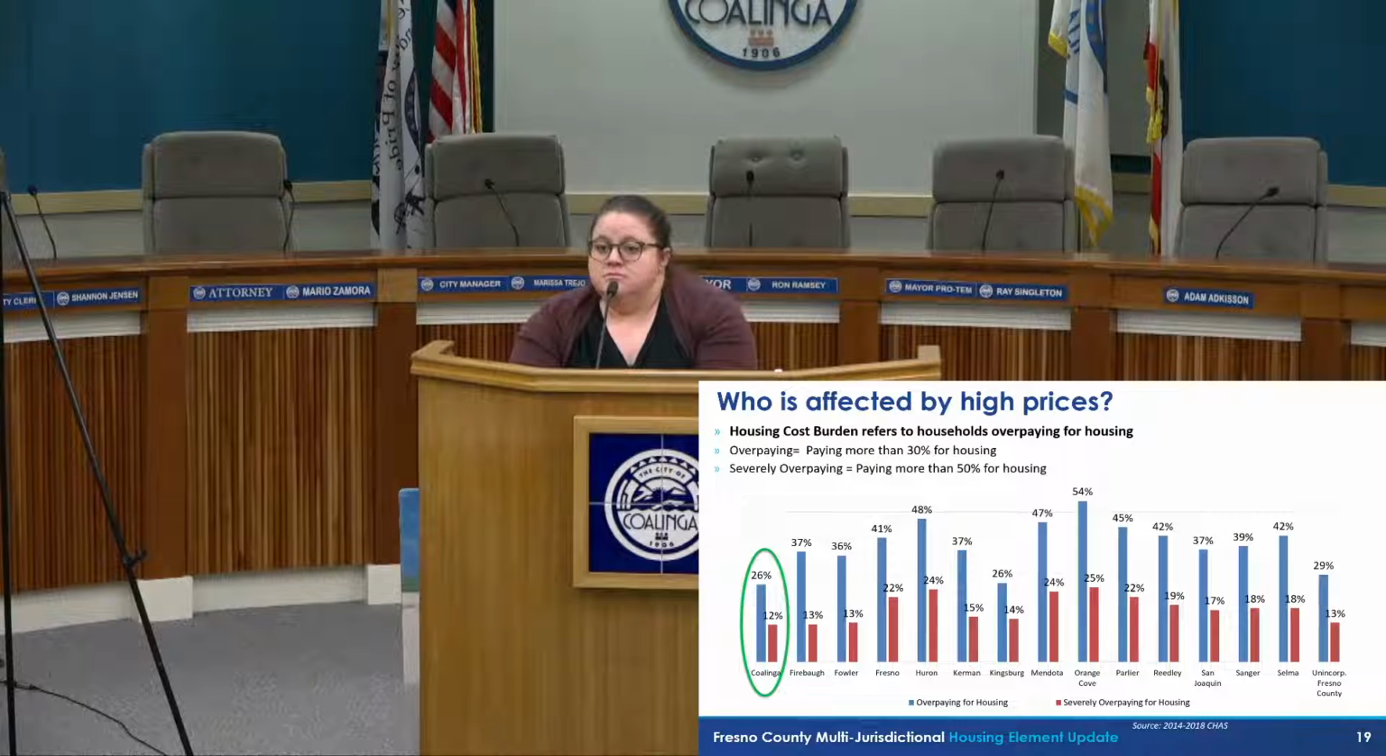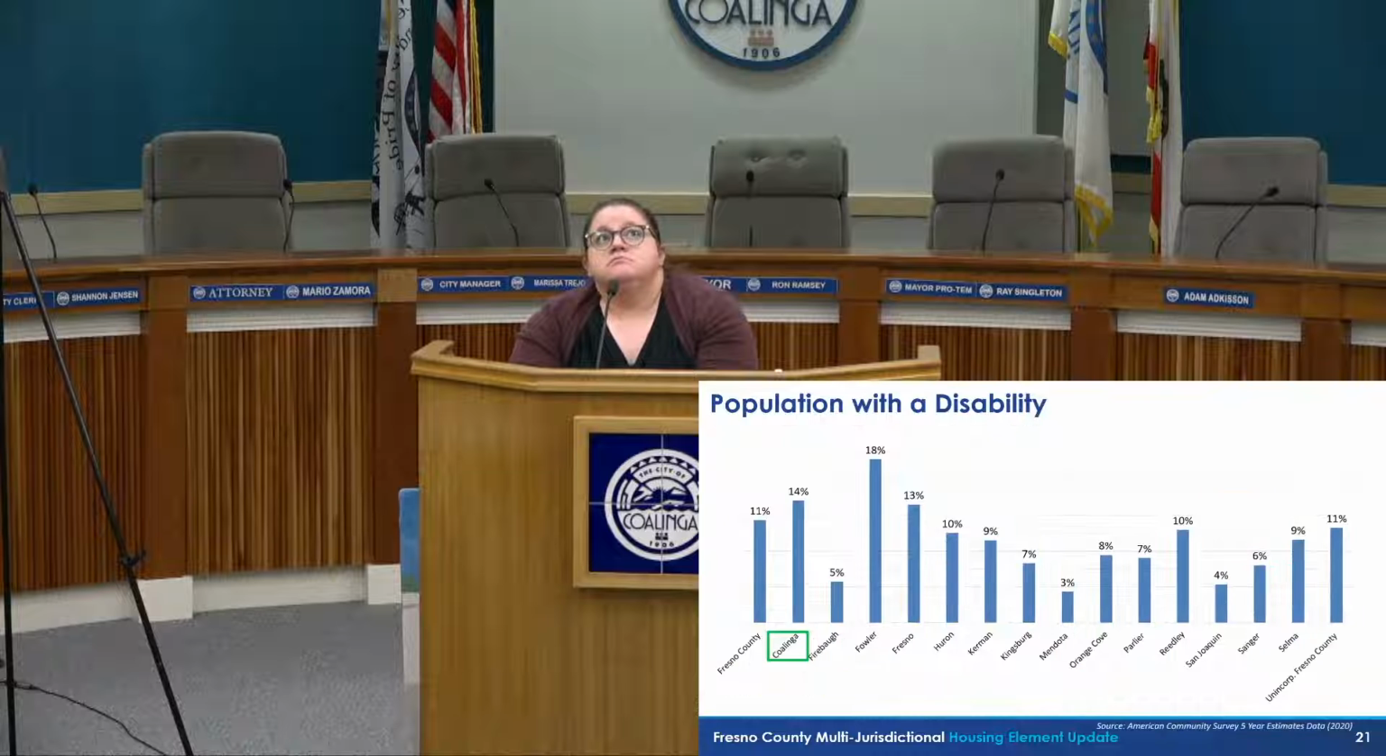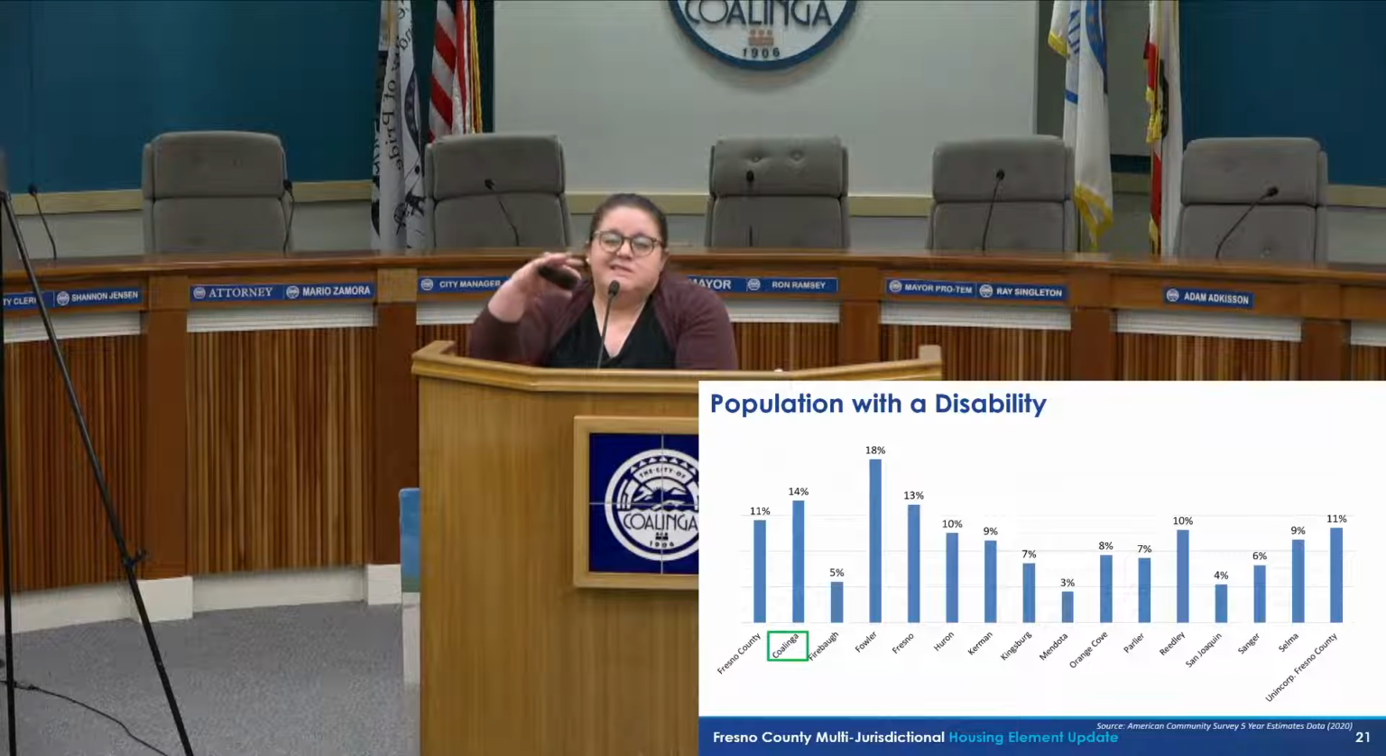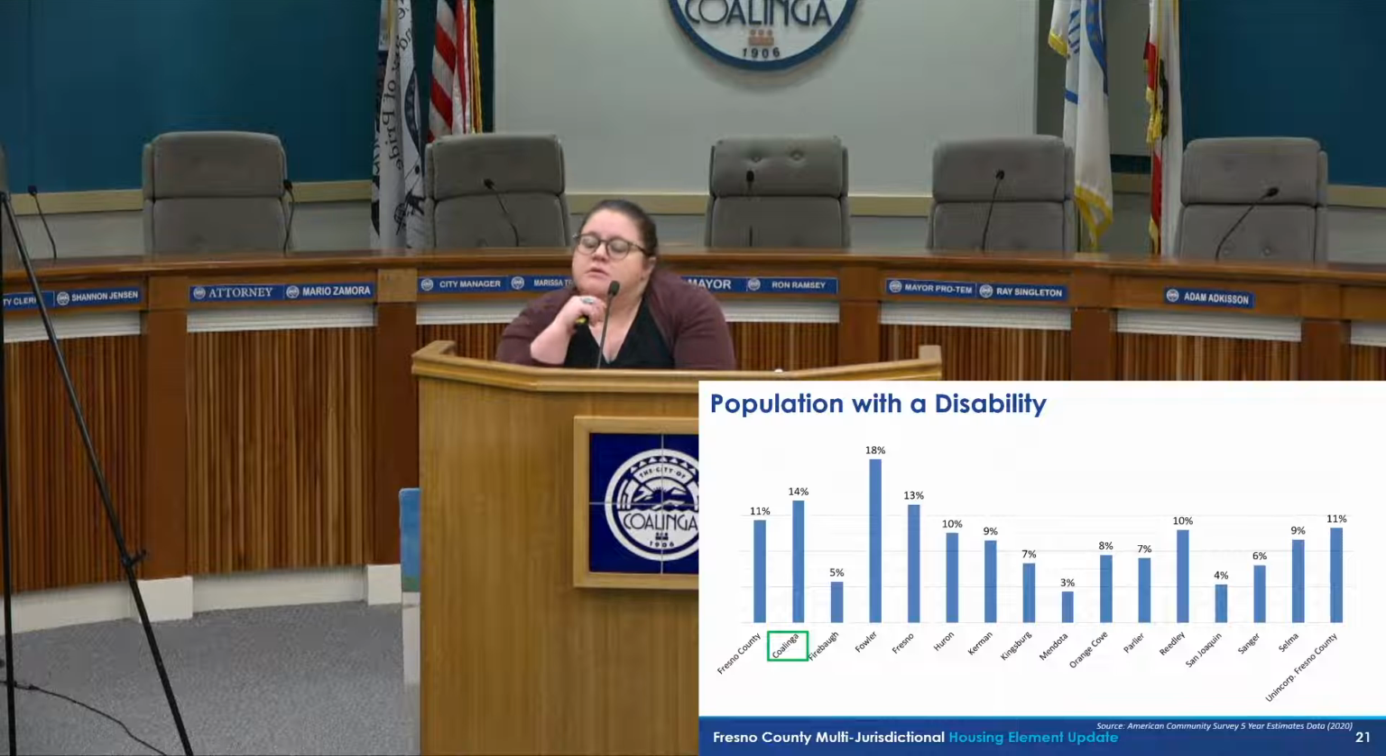Okay, so when we look, for example, at the population with disability, the state hospital folks would not be included in that percentage, right? That is correct. So this is Coalinga citizens, your potential voting population, your citizens of the city of Coalinga.